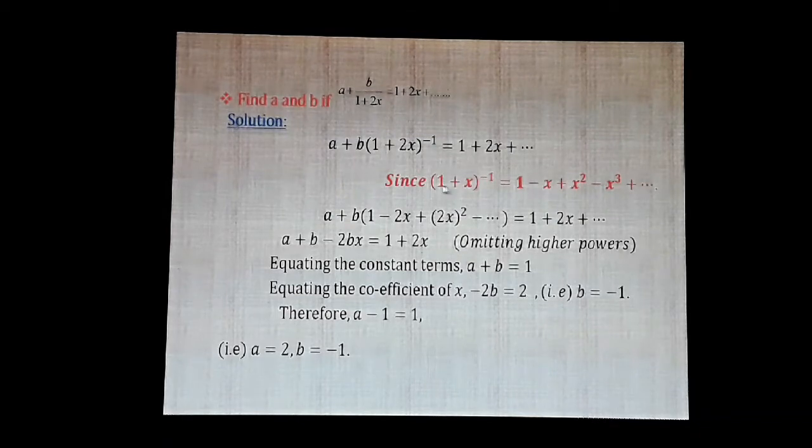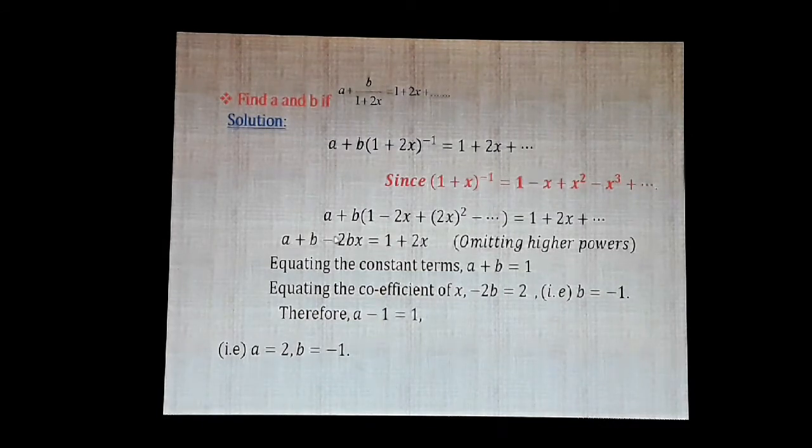We know the expansion of (1 + x) to the power minus 1, which we have already studied, that is equal to 1 minus x plus x square minus x cube, because plus x and minus 1 are in different signs, so it alternates positive and negative. You can easily remember this expansion. So using this expansion we have to expand (1 + 2x) to the power minus 1. Here, instead of x we have 2x, that's the only difference. So 1 minus 2x plus (2x) whole square minus etc. That is equal to the RHS.